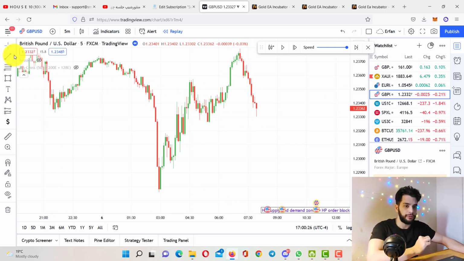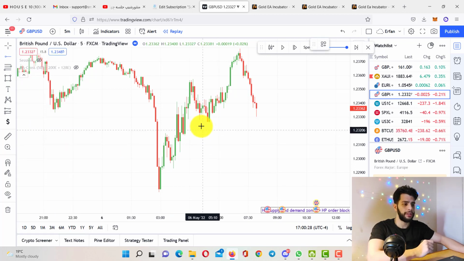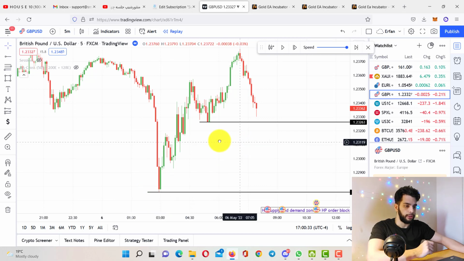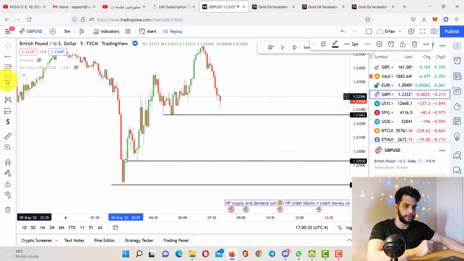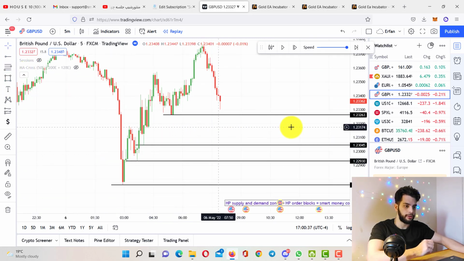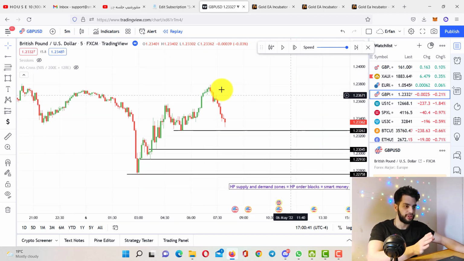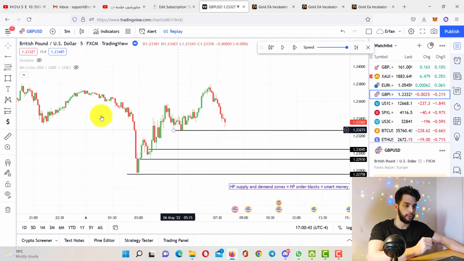For example, the first support level that I actually could see is this one here. Support level, support right here, support right here. I hope that you understand the definition of support and resistance levels, guys. It's super simple. You just need to find the highest points and the lowest points.